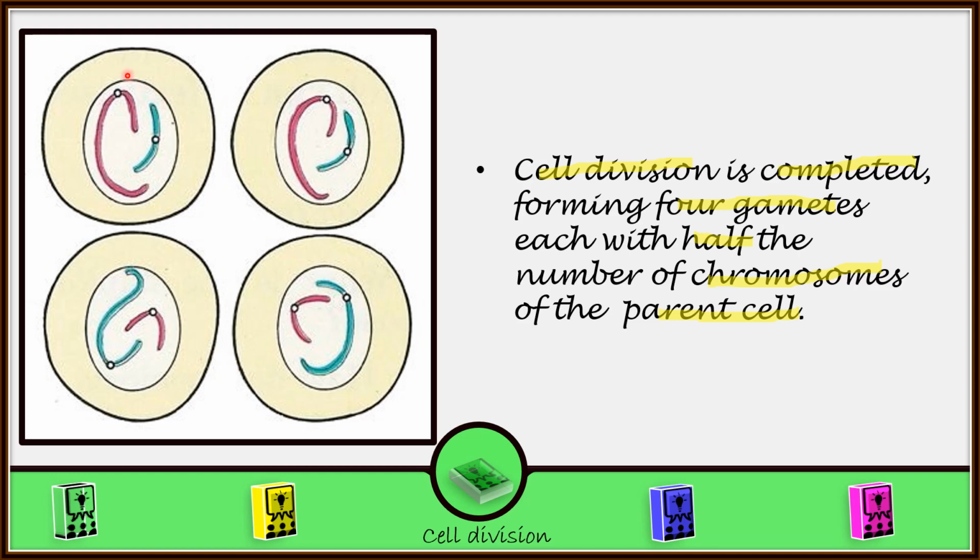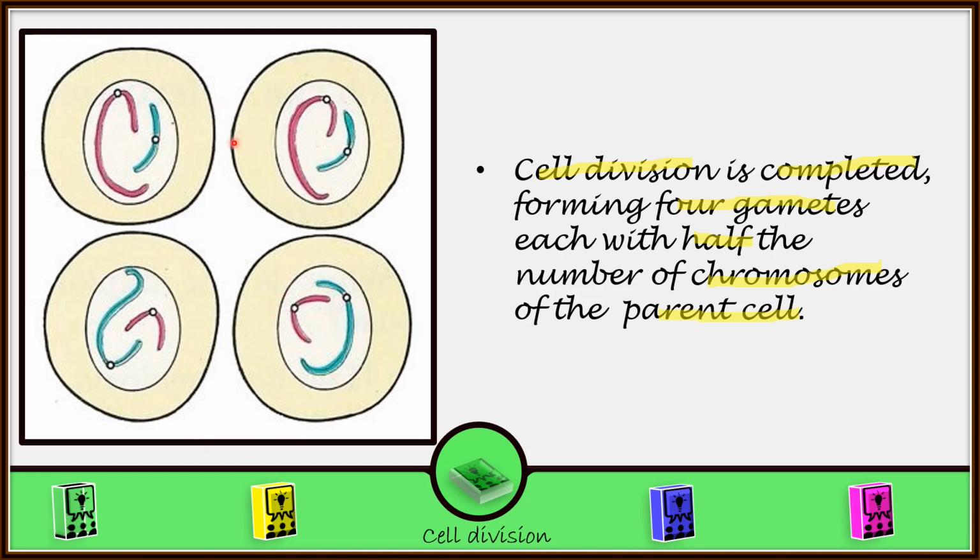Now this one is having half the number of chromosomes of the parent cell. So each of these four cells is having 2 chromosomes. Now these are 4 cells. But remember, we originally had 1 cell, and that 1 cell had 4 chromosomes. But now we are having 4 cells, and each cell is having 2 chromosomes, which is half the number of chromosomes of the parent cell.